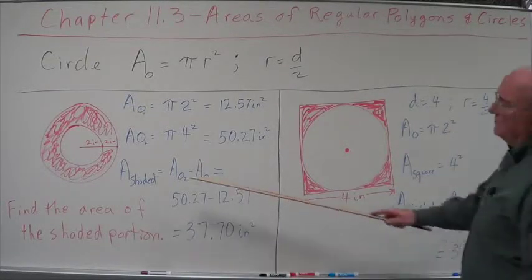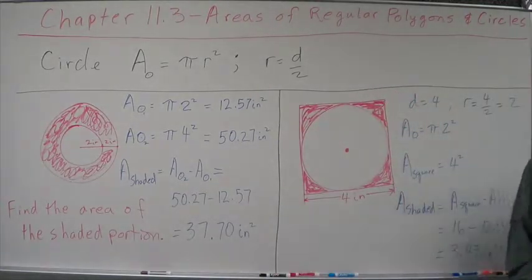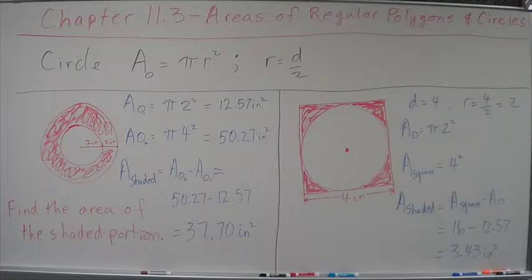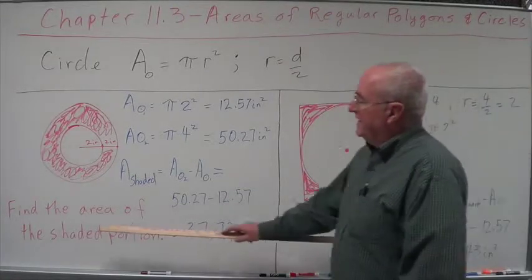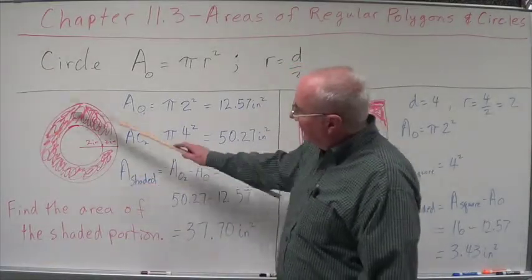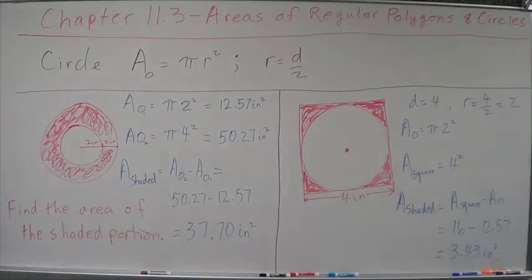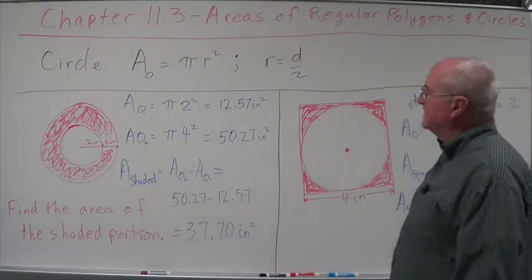So let's look at this one. Here's a figure. You have two circles, one inside the other. They're concentric circles. Concentric circles are circles that have the same center, different radii, and that's what this is. And basically, you're asked to find the area of the shaded portion. Hopefully you can tell what the shaded portion is there. The shaded portion is the part that does not include the inside circle.